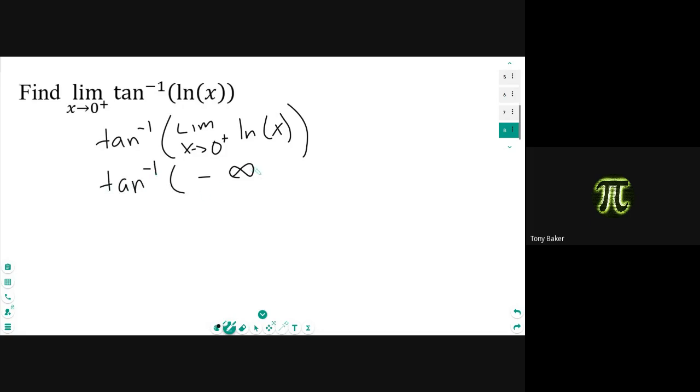So what's the arctangent of negative infinity? Which angle, when you look at tangent, is going to give you negative infinity? Tangent's what? Sine over cosine. So, yeah.